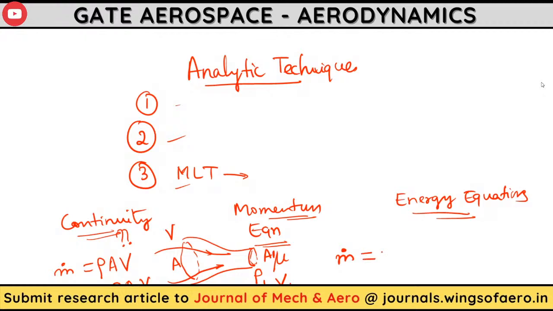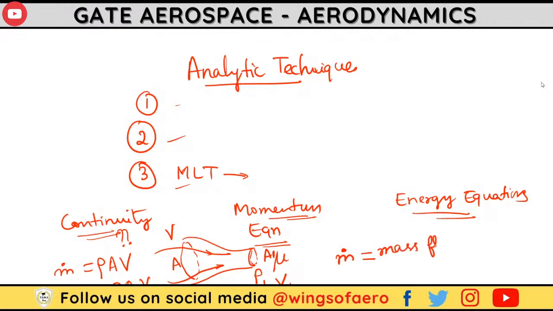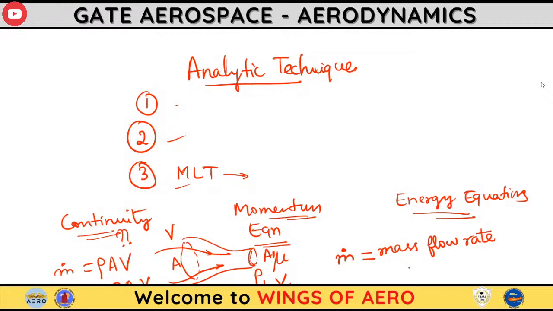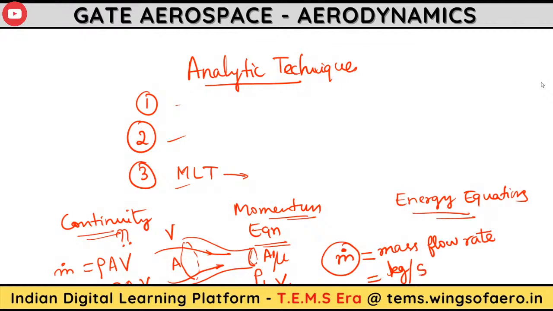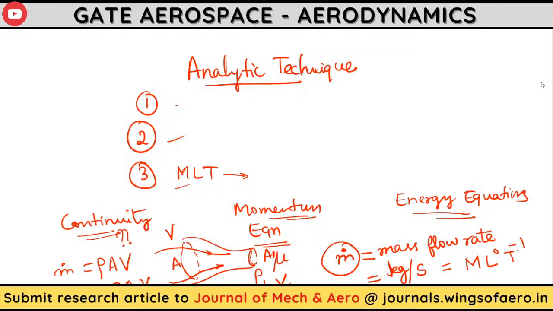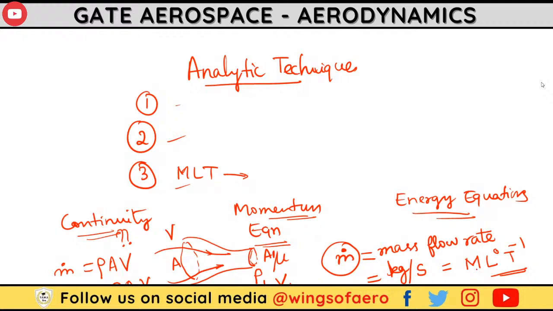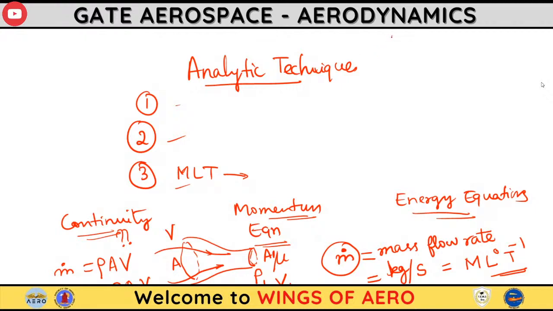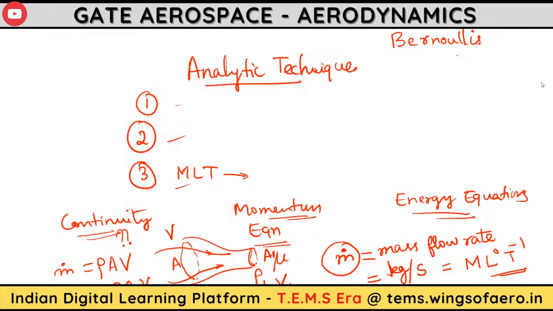Now what is the unit for mass flow rate? Not mass, mass flow rate. We represent it by m dot. The unit is kg per second. Now if I want to write it in dimensional form, it will be M T to the power minus 1. All right. Now considering this continuity equation, let's talk about Bernoulli's equation or theorem.